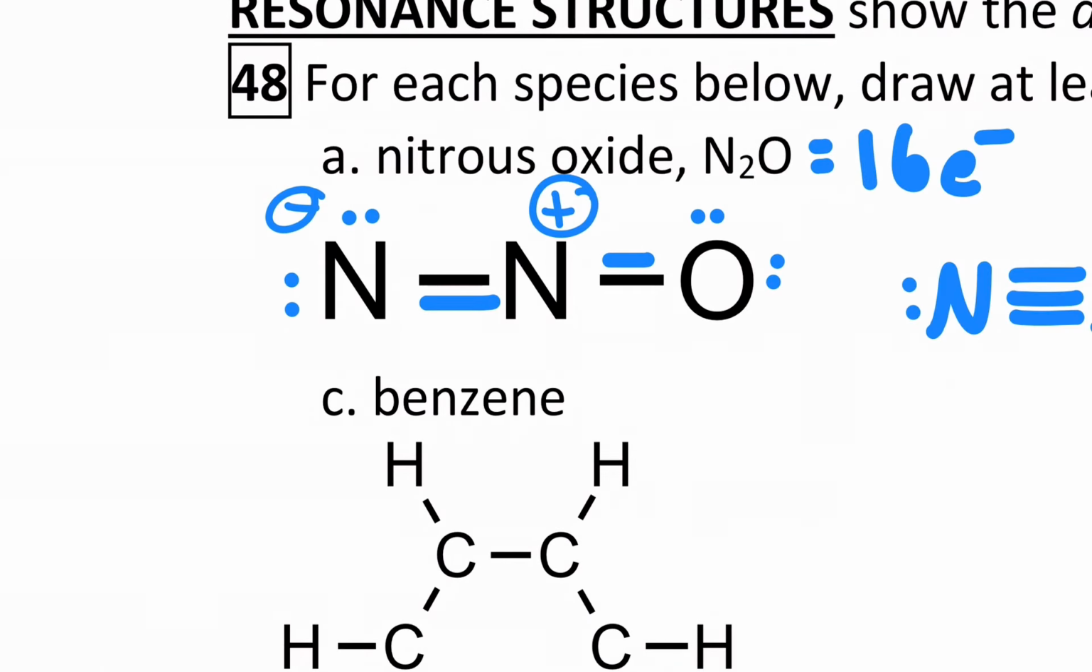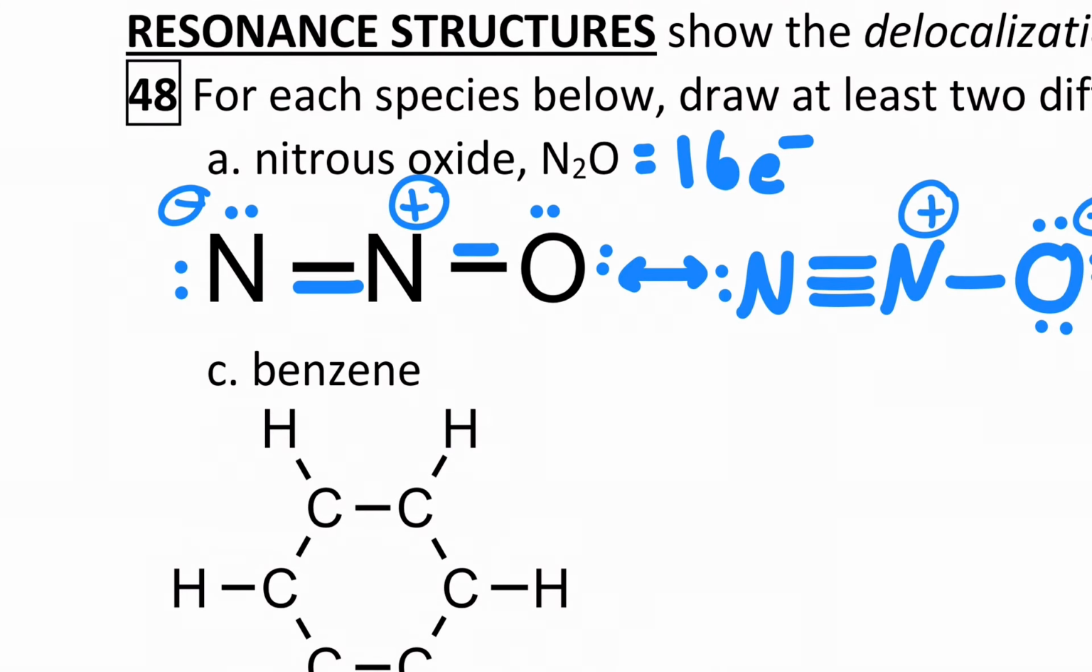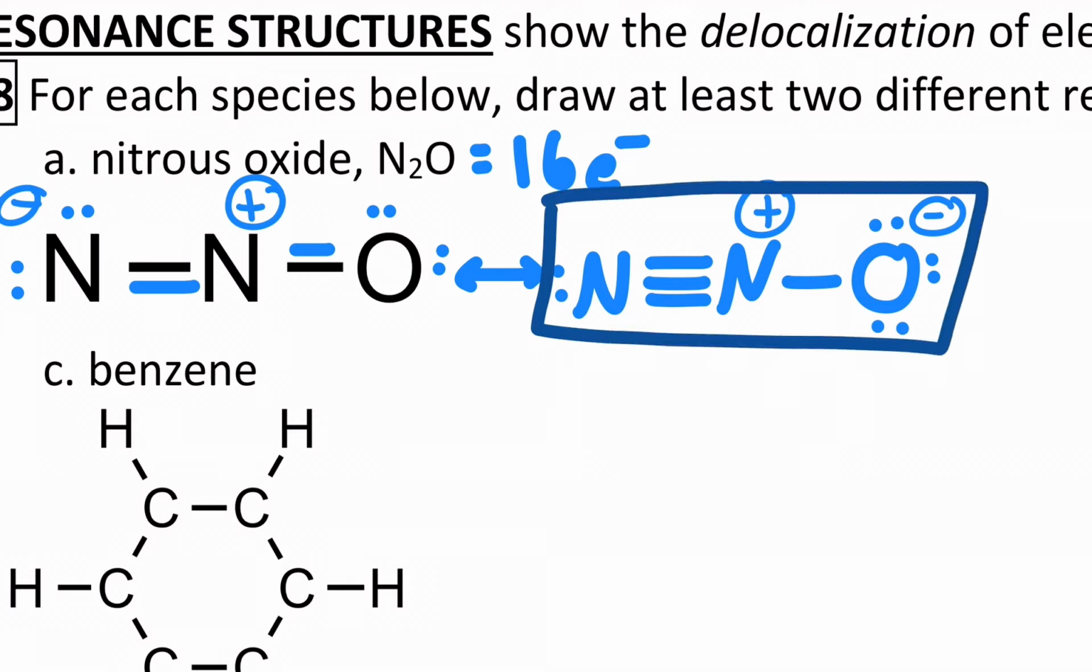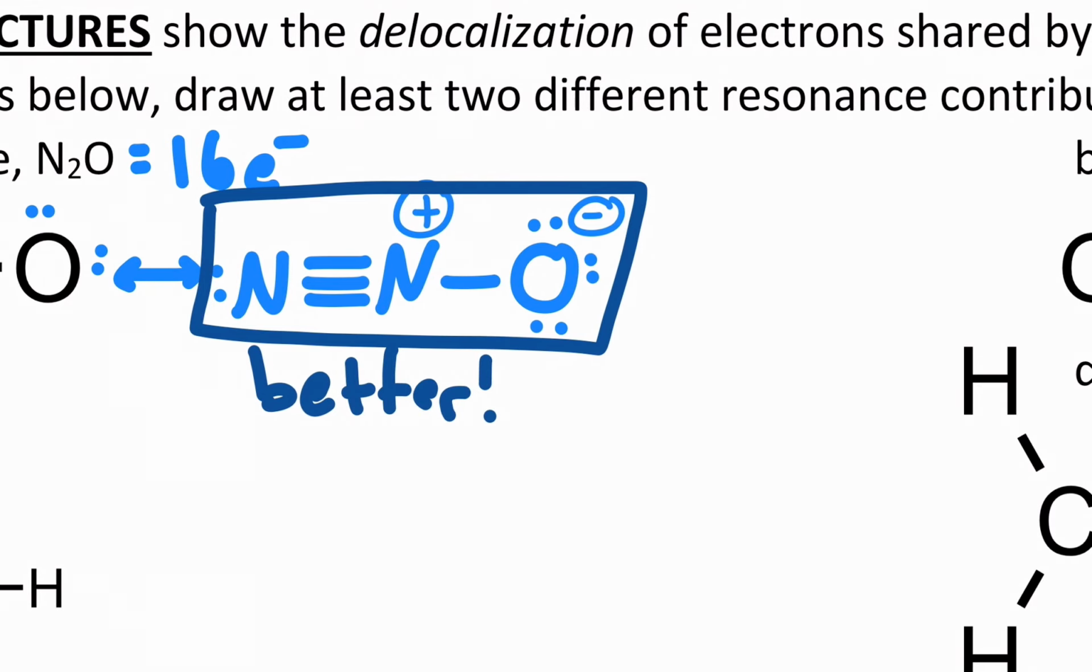So between these two contributors, it turns out that negatives prefer to be on more electronegative atoms. So this is better, but they're both valid. In fact, there's even another one that we could draw. There is a third one that has a nitrogen-nitrogen single bond and a nitrogen-oxygen triple bond.